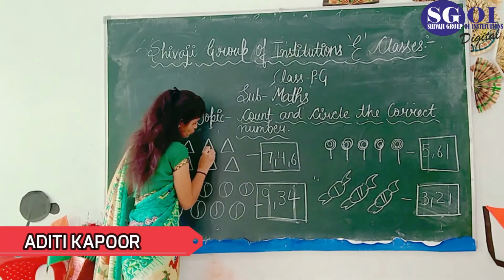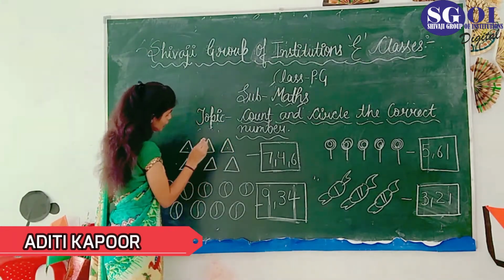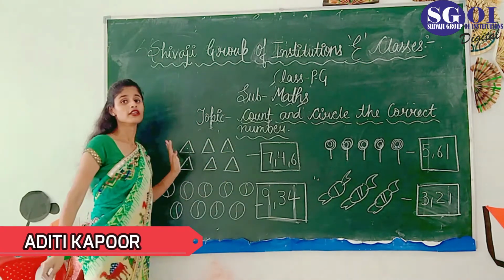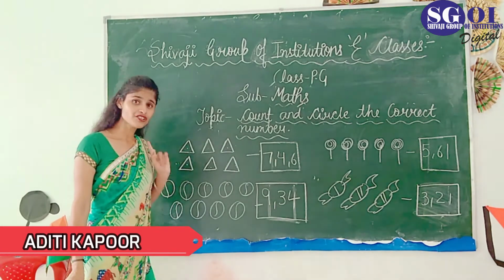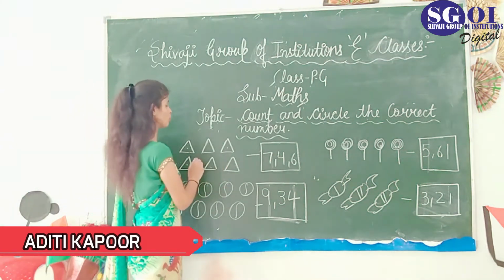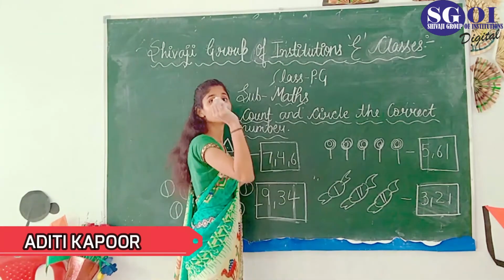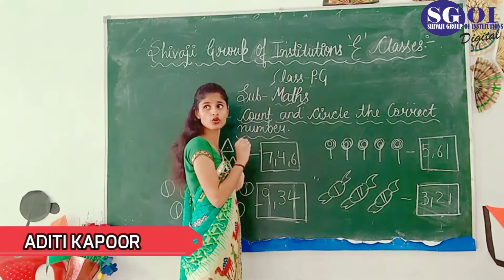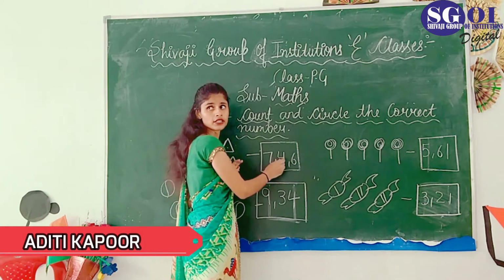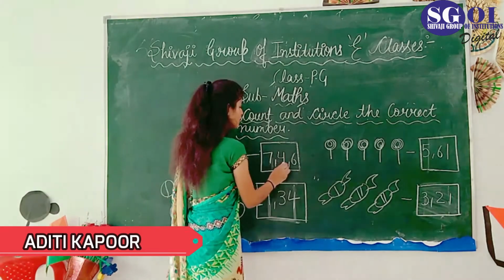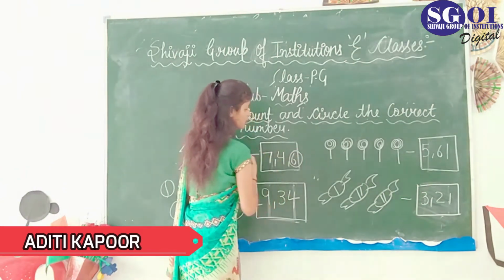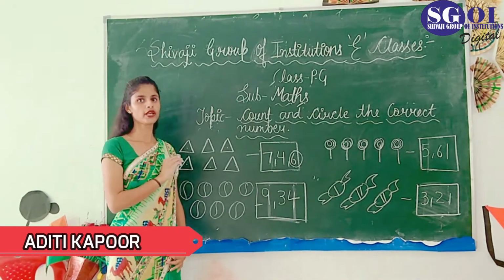1, 2, 3, 4, 5, 6. There are total 6 triangles. So we have to circle 6. This is 7, so no need to circle it. This is 4, so no need to circle it. This is 6. Just like this. Okay?